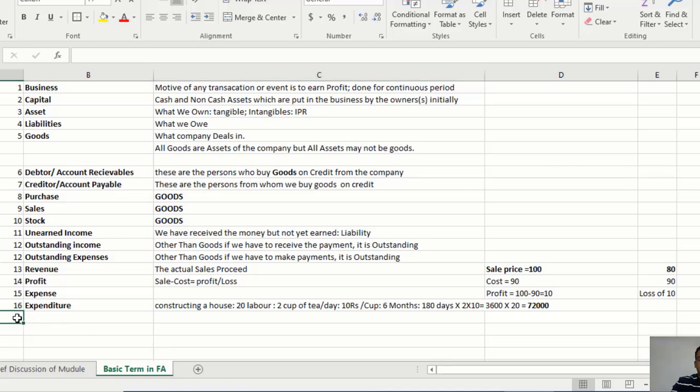Now comes the last 3 terms, 17, 18, 19. For the timing, maybe later on we can add more. So one more I will give you as a bonus. That is very important. So first I will go with the bonus, drawings.